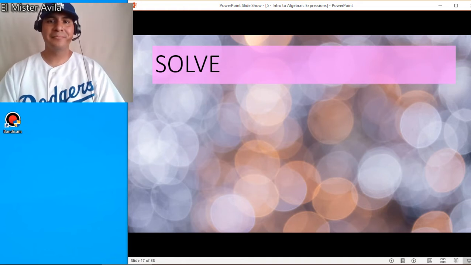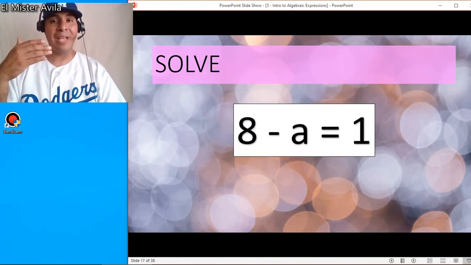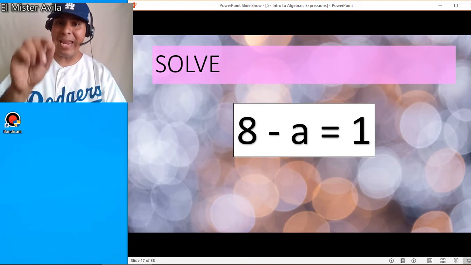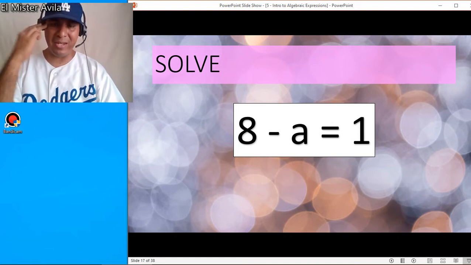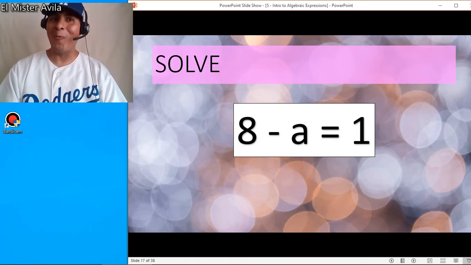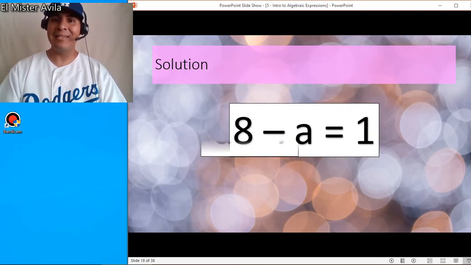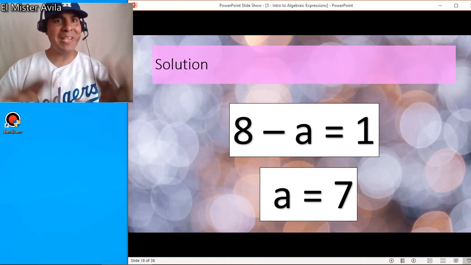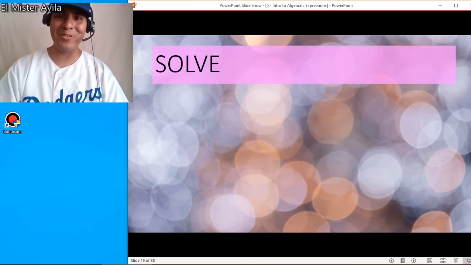Next one. I'm thinking of a number. This time I named it a. 8 minus my number that I'm thinking about, that's a, is equal to 1. What number am I thinking about? Well, hopefully you figured it out, that a is equal to 7. Piece of cake, right? Don't worry, they're going to get more difficult.